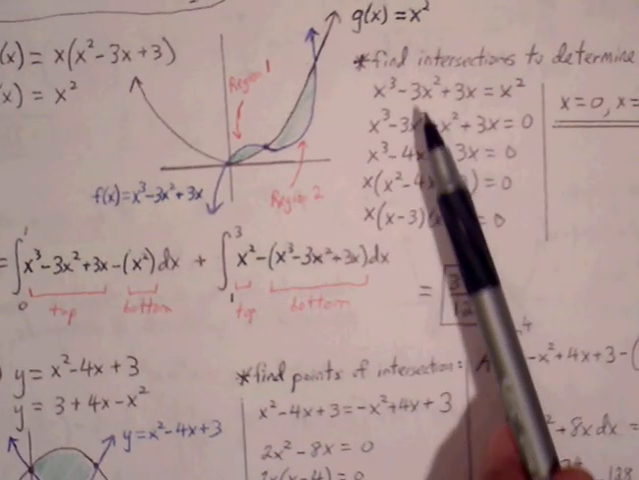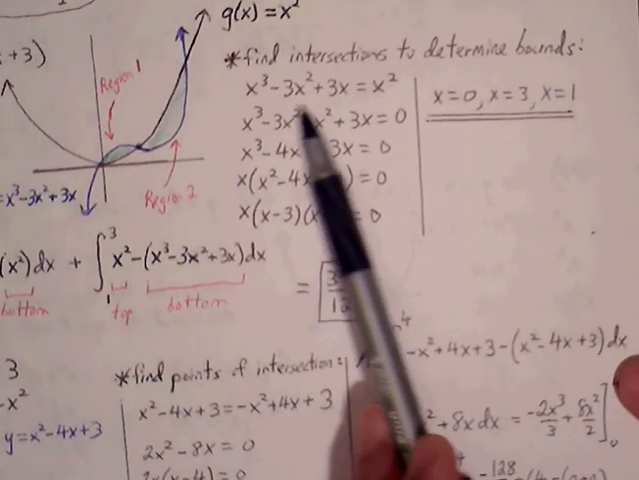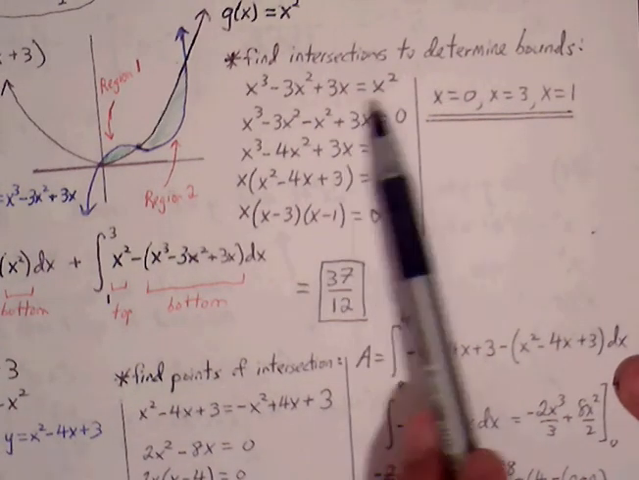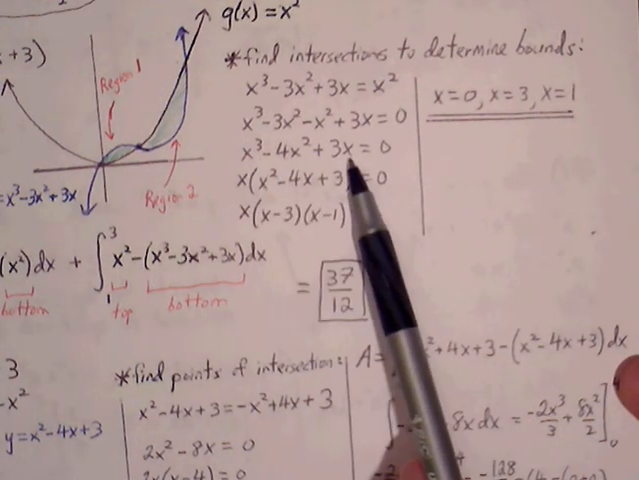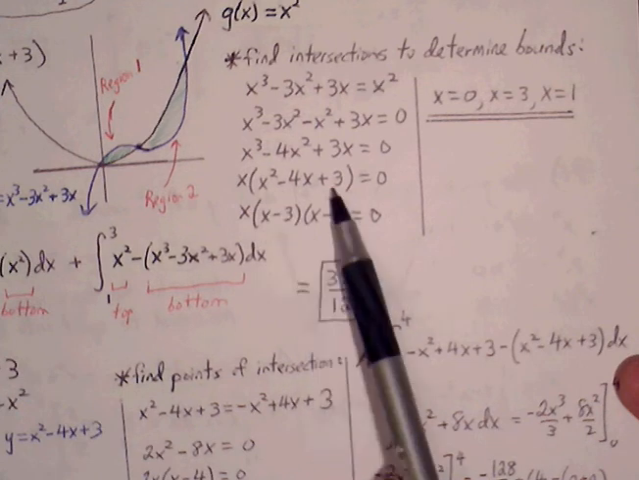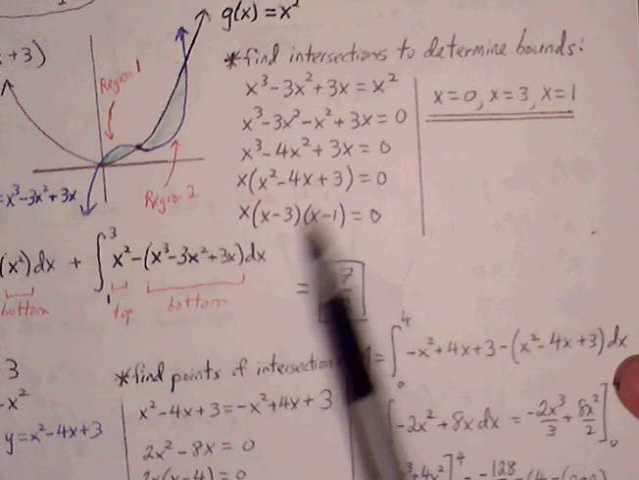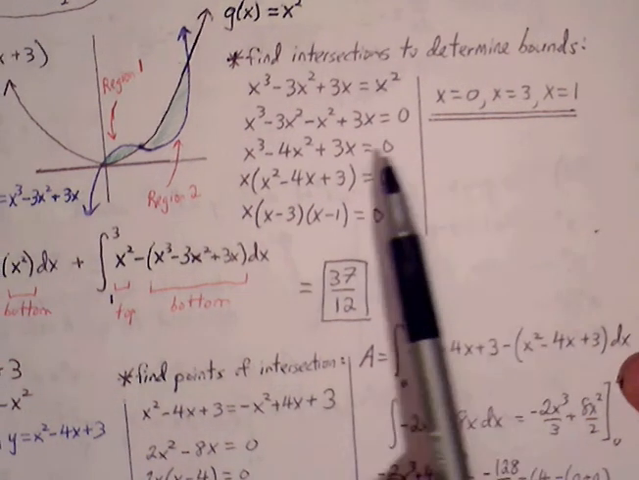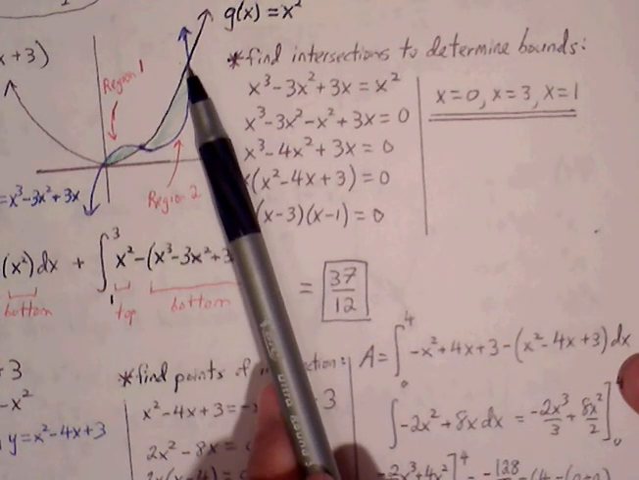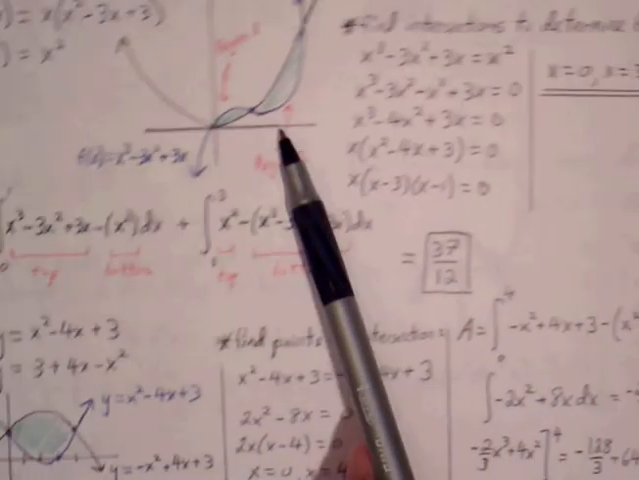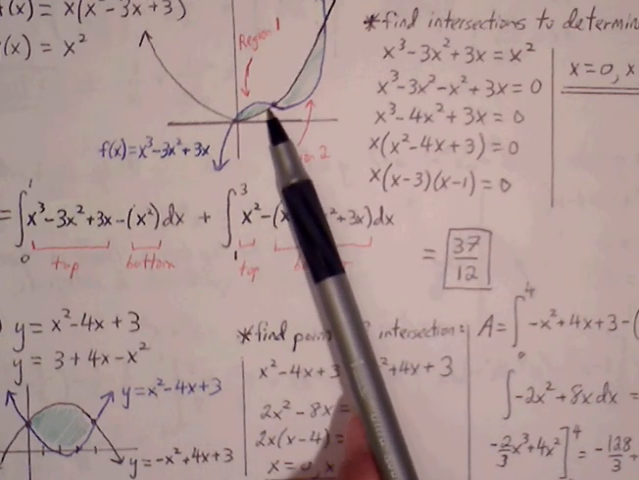To find the intersections, we're going to have to set the equations equal to each other. So we set x cubed minus 3x squared plus 3x equal to x squared. Bring everything over to one side. Combine terms. Factor out the x. Then factor out the trinomial. So we get x equals 0, x equals 3, and x equals 1. So here's x equals 0, here's x equals 1, and here's x equals 3. For my first region, I see that my top curve is going to be my cubic function.